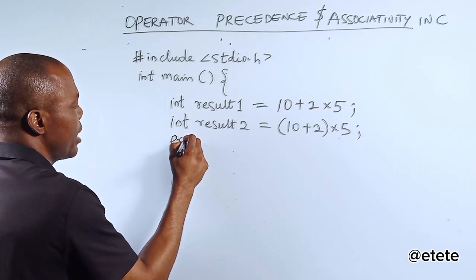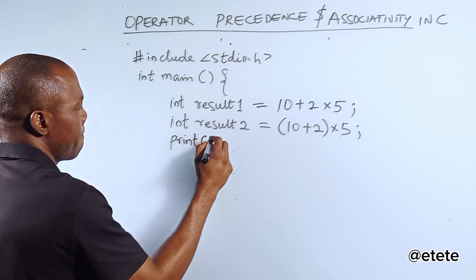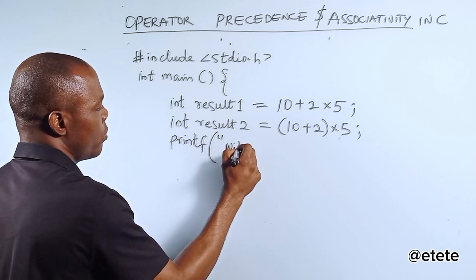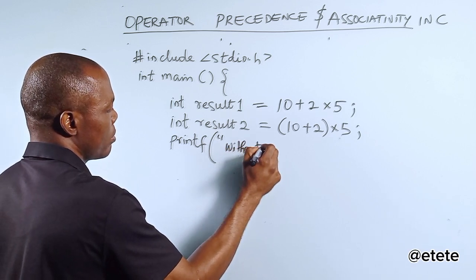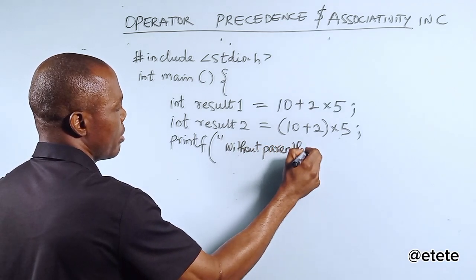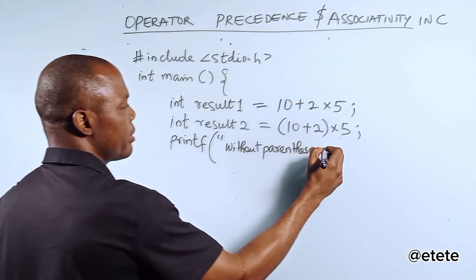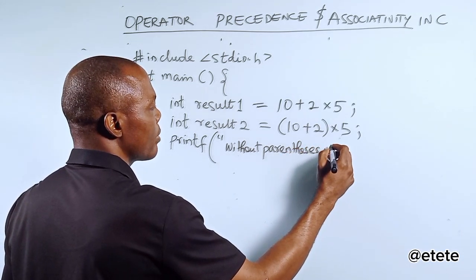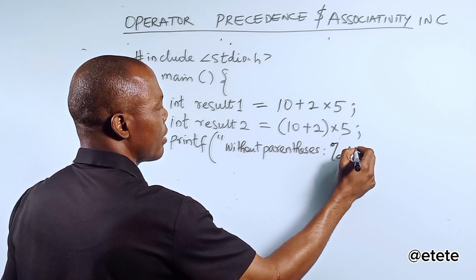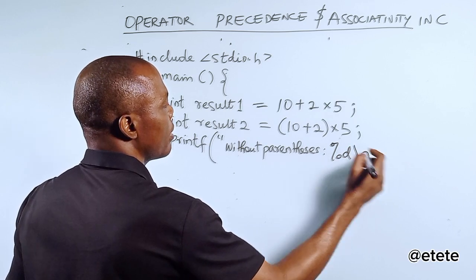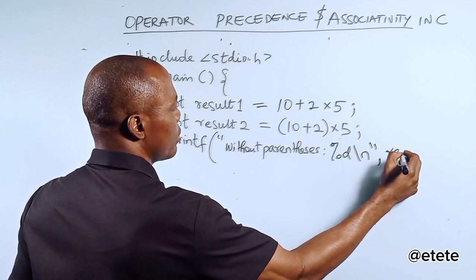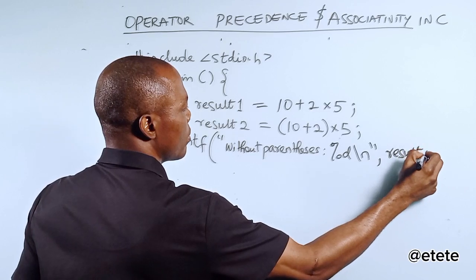So I'll say printf. Then here I'll say without parentheses. Then this one, result1.